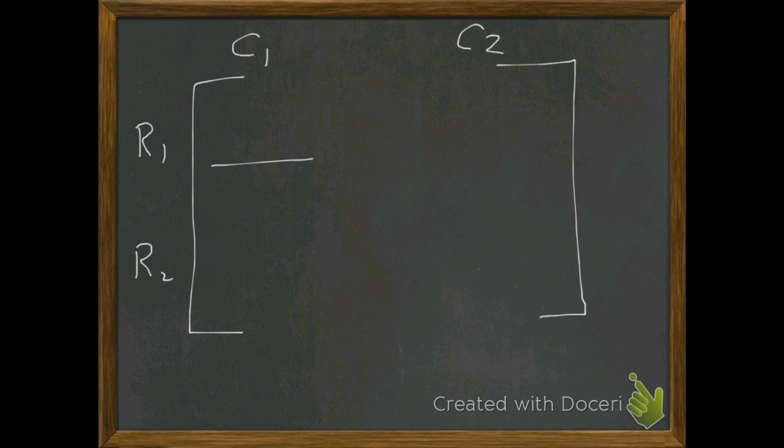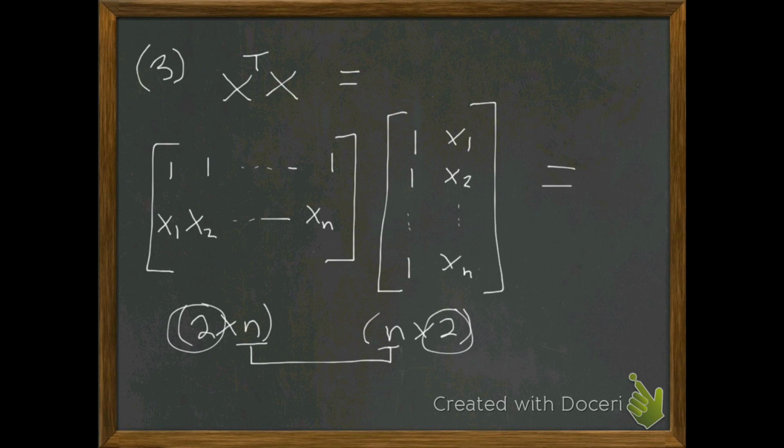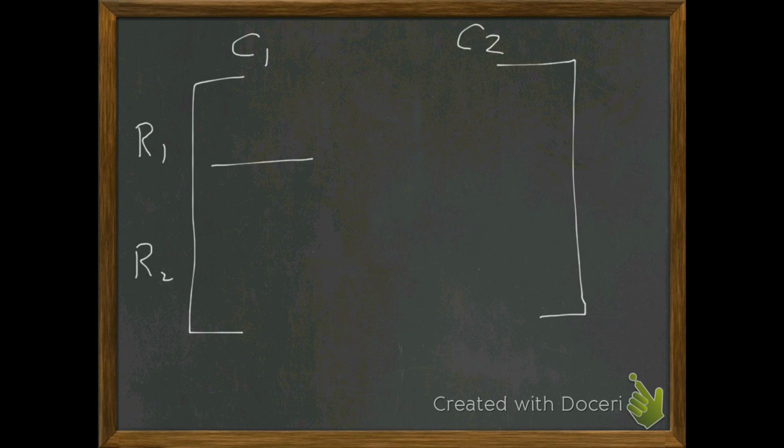All right, let's examine this. This is going to be a linear combination of our row 1 and column 1. So if we examine our row 1 with our column 1, we're going to get 1 times 1 is 1, plus 1 times 1 is 1, plus 1 times 1 is 1. Okay, I'll stop. So 1 plus 1 plus 1, n times is just n.